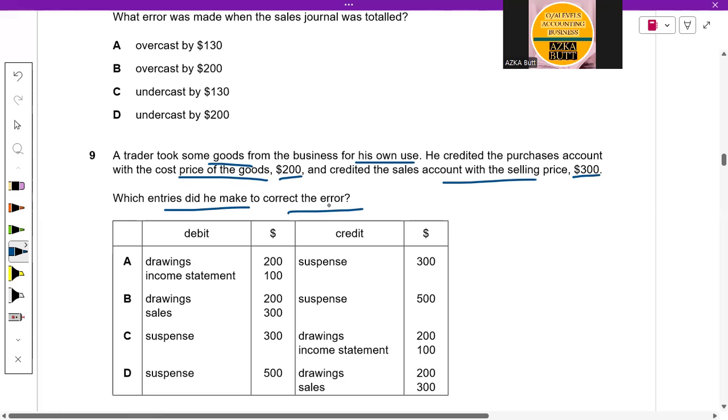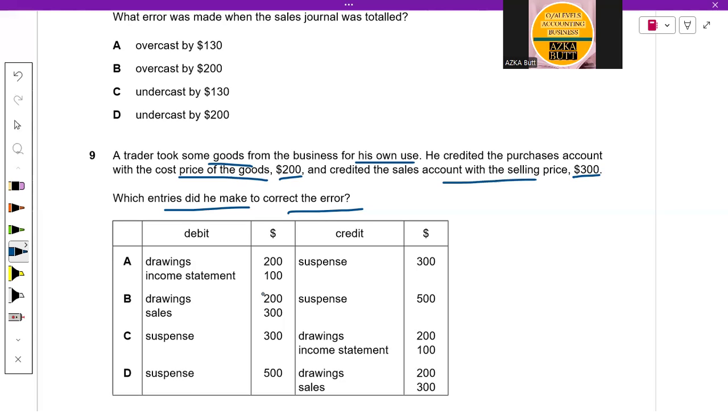Basically, the initial mistake from the trader is that the trader credited the purchases account with the cost price of $200, which was incorrect. The trader also credited the sales account with the selling price of $300, which was also incorrect, since no sale occurred. To rectify the error, since the goods were taken for personal use, they should have been recorded as drawings, so we need to debit the drawings by $200, the cost price of the goods. The sales account was incorrectly credited with $300, so we need to debit the sales account by $300 to reverse the incorrect entry. Since there was a mismatch between the amounts, $300 incorrectly credited to sales and $200 to purchases, a suspense account is used to balance the remaining $100 of difference.